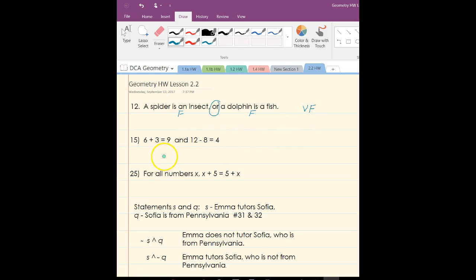Let's move on to number 15. Number 15 has the same instructions. Now here we have a conjunction, and I'm going to mark that down right now. There's a conjunction. 6 plus 3 equals 9 is true. 12 minus 8 equals 4 is true. With a conjunction, both statements must be true for the answer to be true. They are both true, so our answer is true.